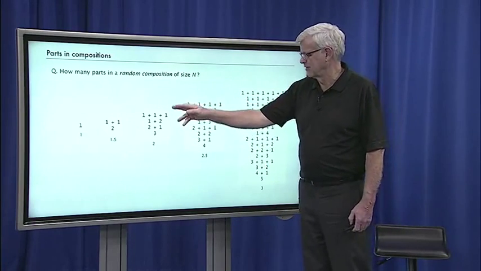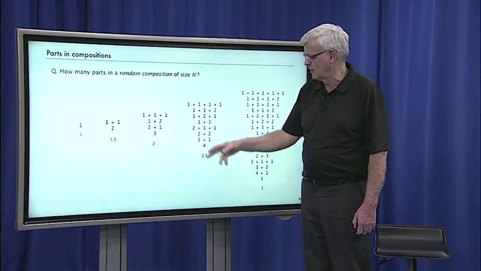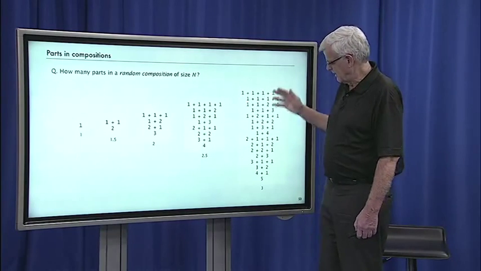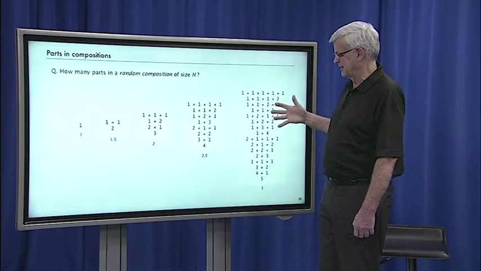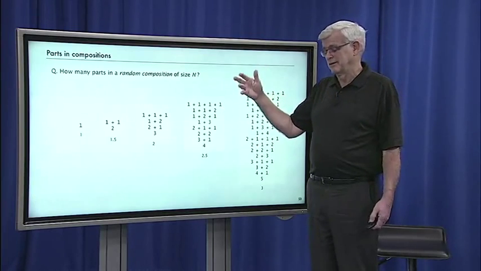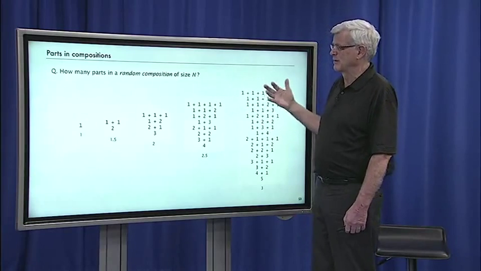For 2, one of them's got 3 parts, 2 of them have 2, and one of them has 1. The average is 2. And actually, you can probably figure out what you think the number of parts is in a composition. But of course, the same method's going to work if we restrict to 1s and 2s or primes or whatever else.